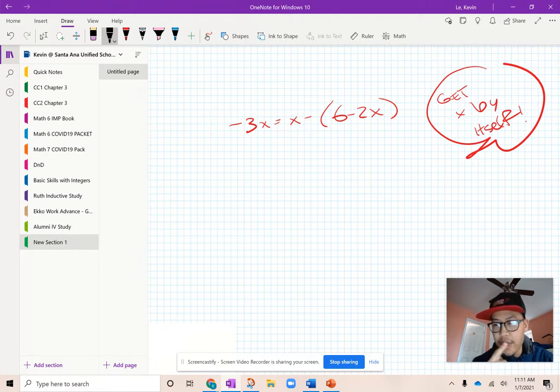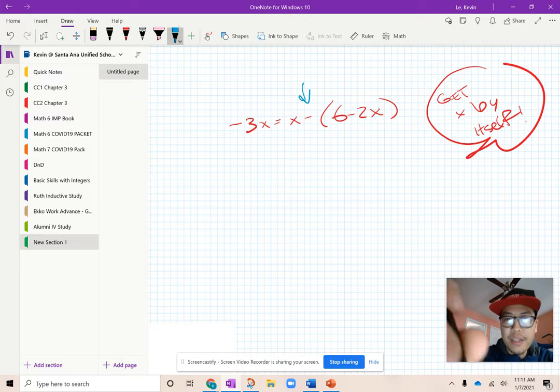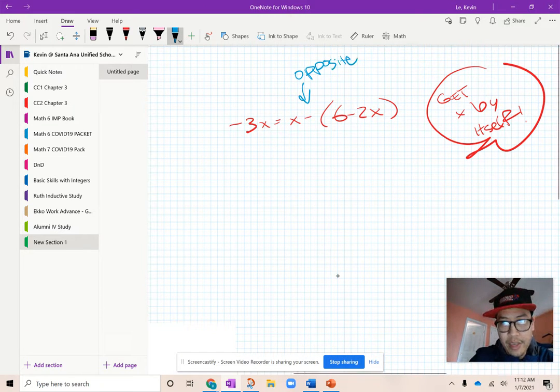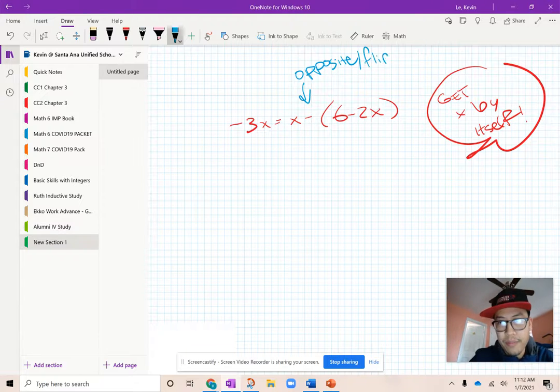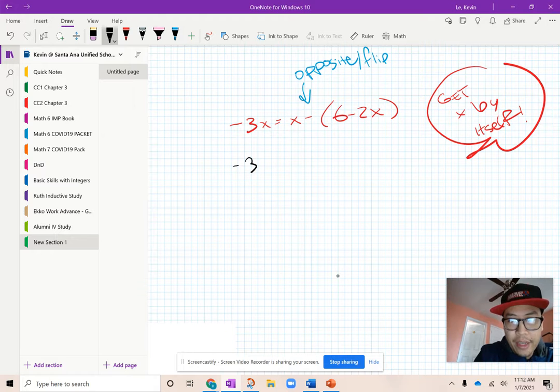I'm not going to show the tiles in this one. So let's just start with what we have. So I notice over here, remember that negative sign. What does negative mean? We talked about this in class all the time. Remember, negative or minus means opposite. Or in this case, it may mean flip. So that means if I had to start the next problem, I would write negative 3x equals x.